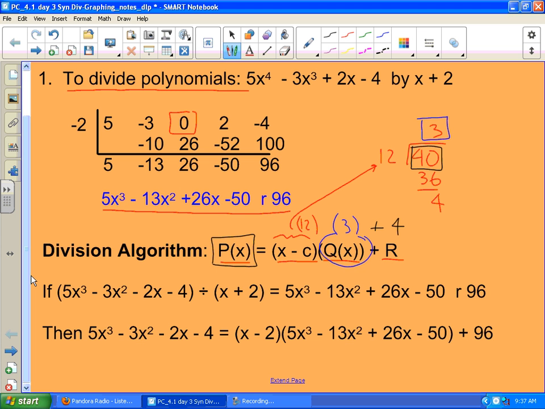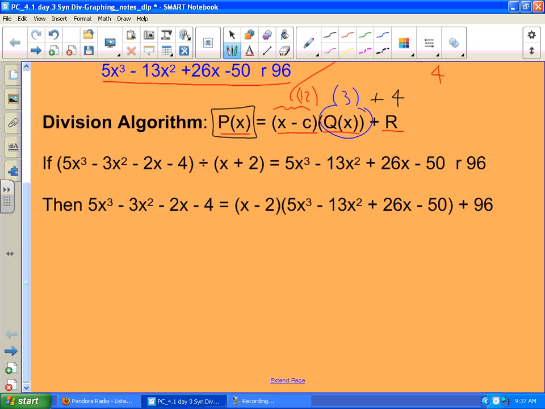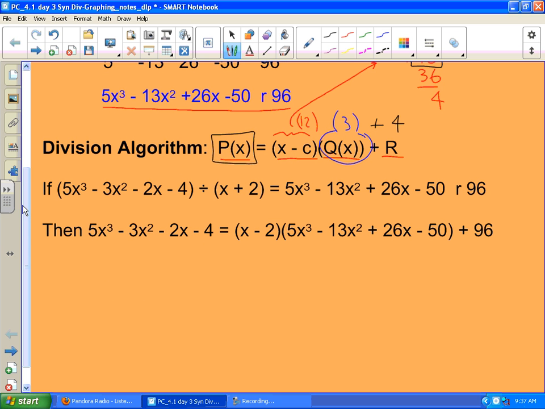And so we looked at a couple other ways of writing our answers, and that's where this came from. If my polynomial is divided by x plus 2, I get that with a remainder of 96. And we looked at it a little differently yesterday. We looked at it like this. I said divided by x plus 2, and then that would equal 5x to the 3rd minus 13x squared plus 26x minus 50. And then we have this remainder of 96 thing.